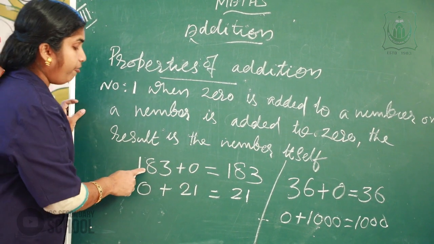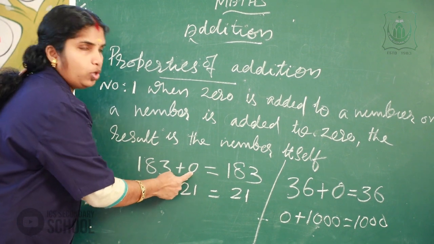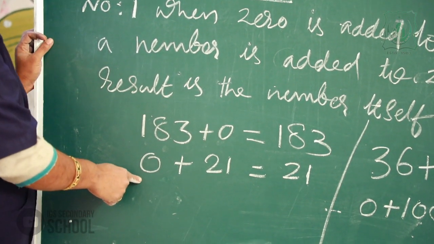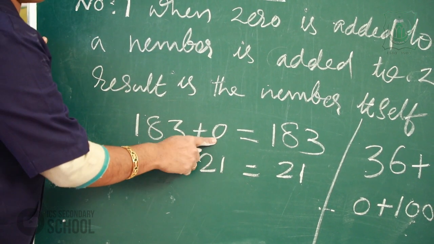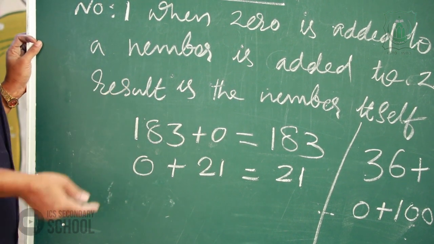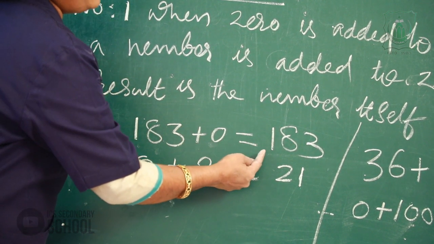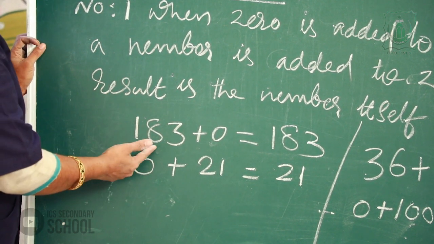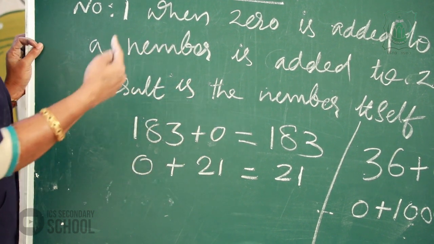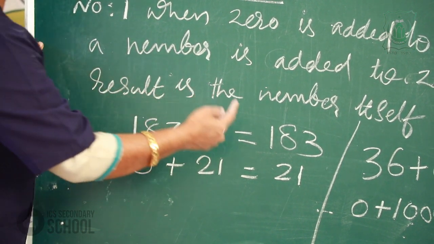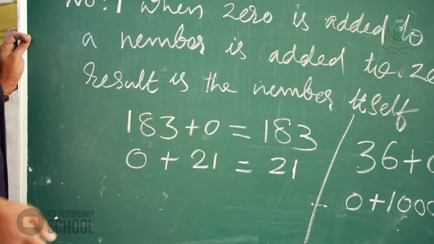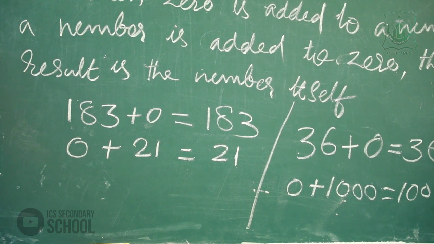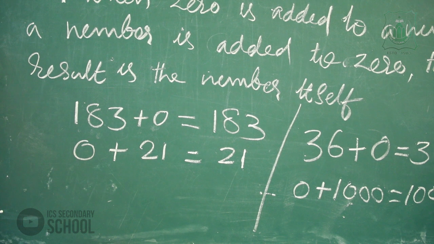When a number is added to a 0, or the 0 is added to a number, we get the result, the number itself. When we add the number to 0 or 0 to number, the answer is the number itself. This is the first property of the addition.